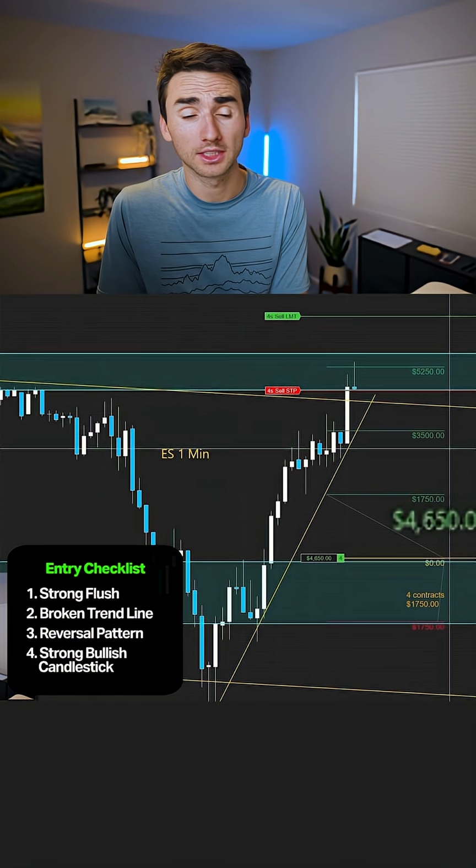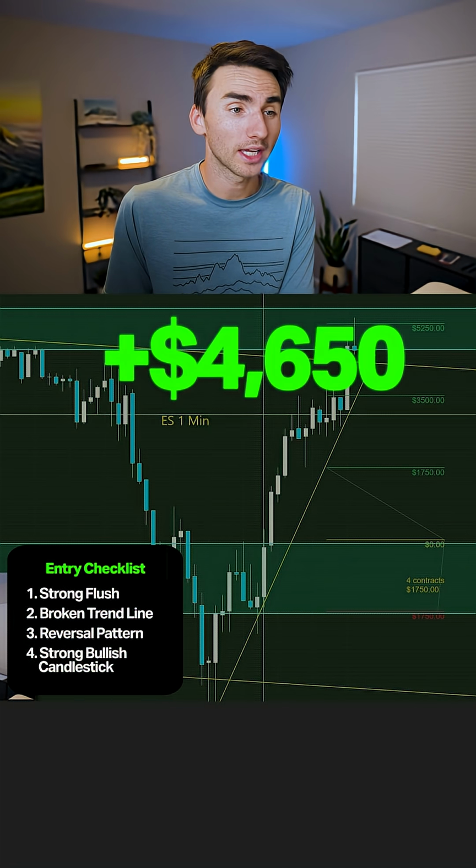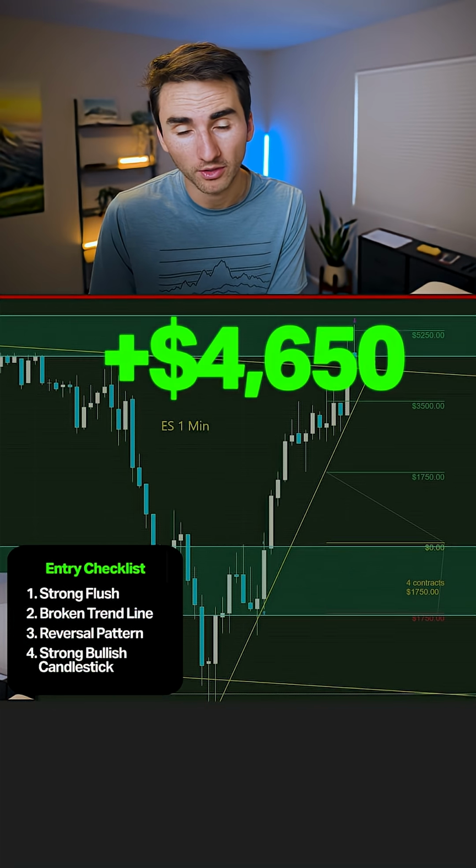And as it gets up with this specific trade, I pretty much close out at 2.5 times my risk for a profit of a little over $4,500.